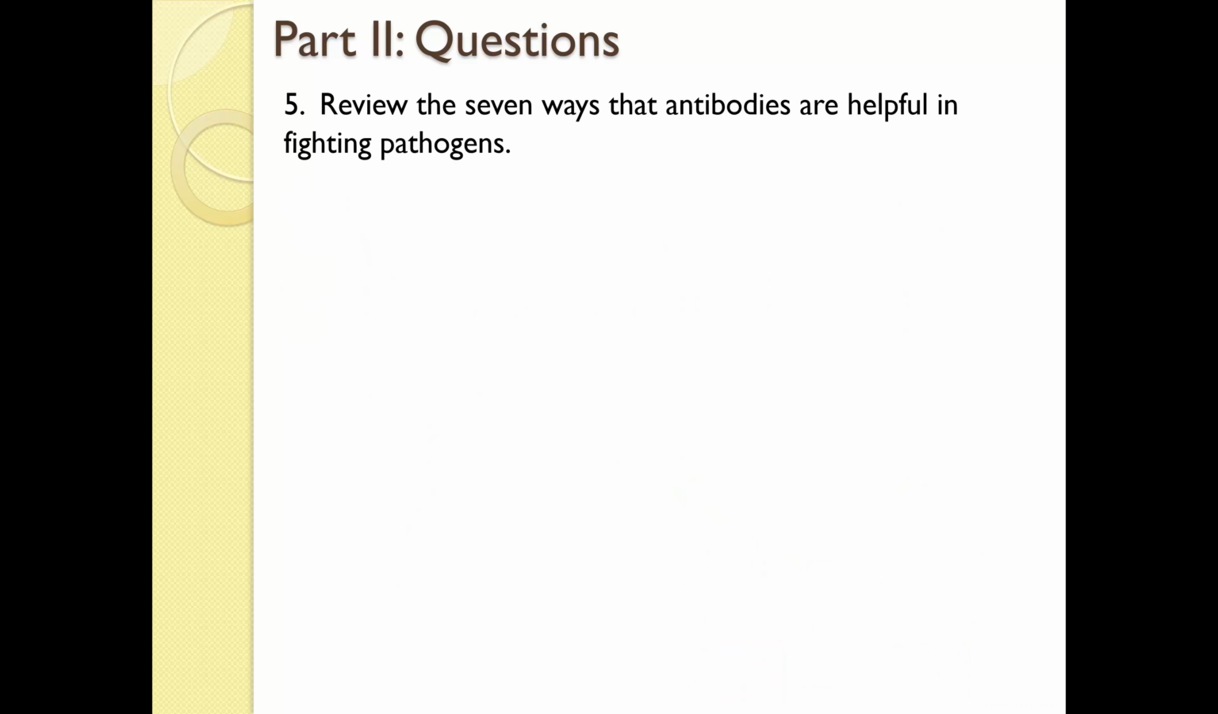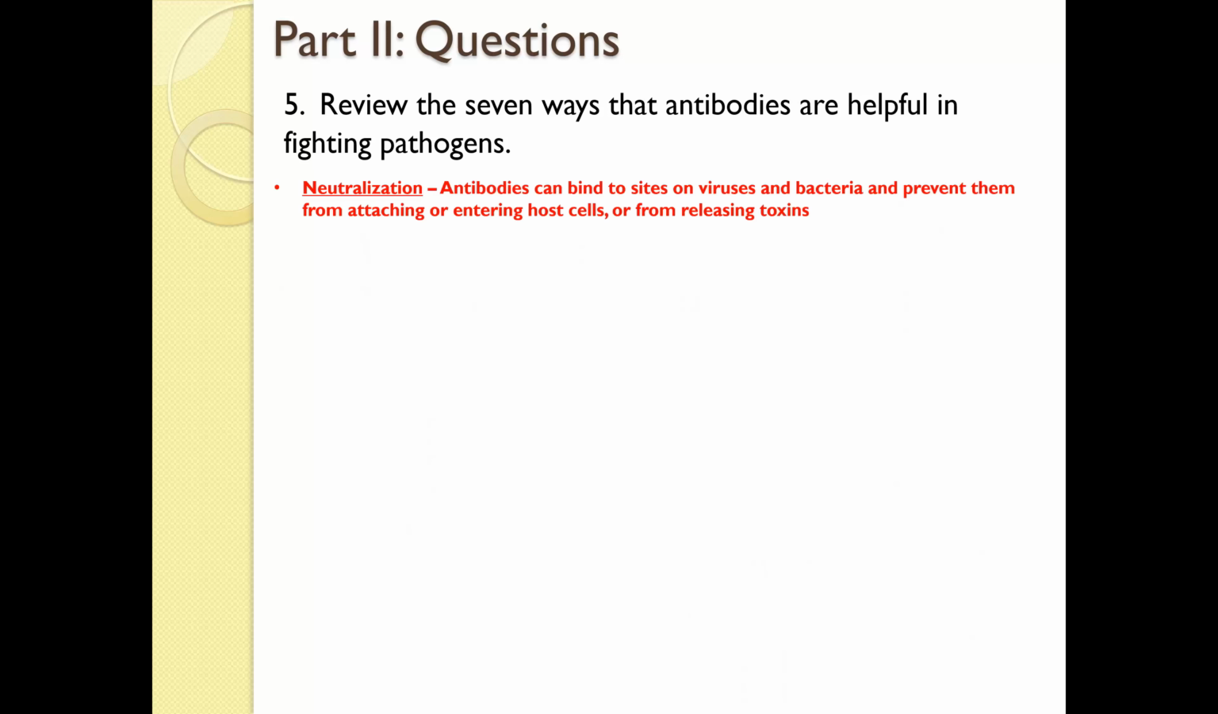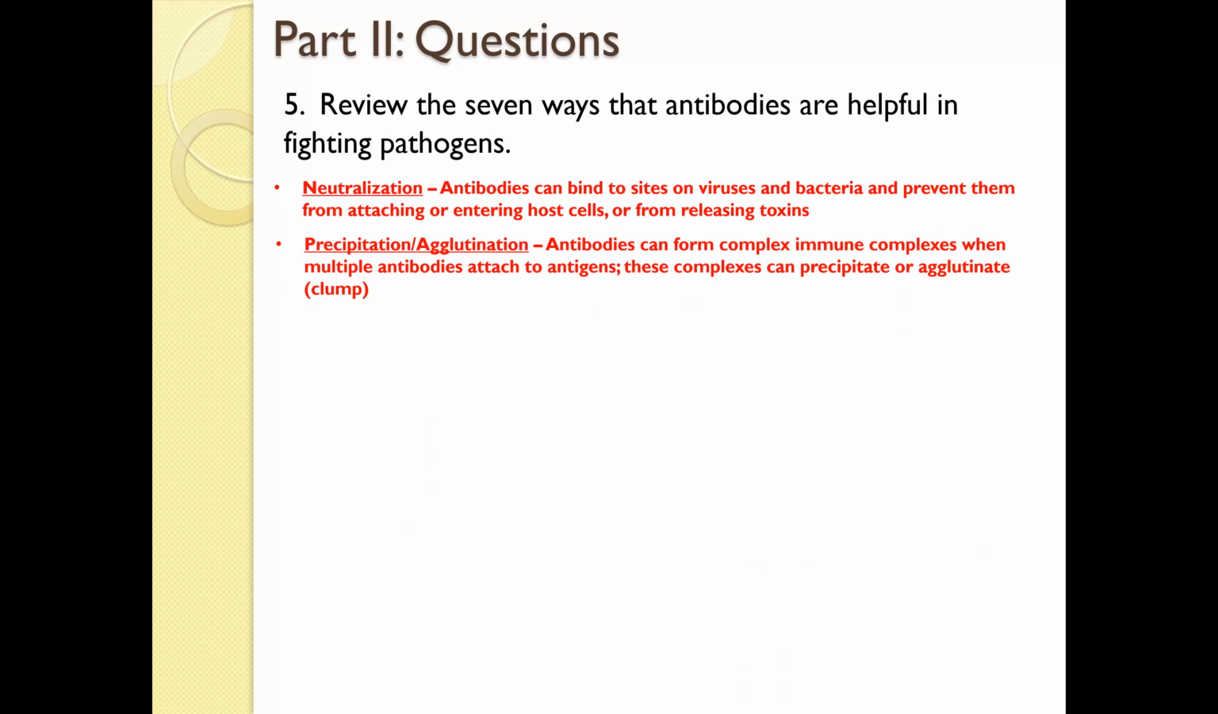Number 5, review the 7 ways that antibodies are helpful in fighting pathogens. The first is neutralization. Antibodies can bind to sites on viruses and bacteria and prevent them from attaching or entering host cells or from releasing dangerous toxins. Next is precipitation or agglutination. Antibodies can form complex immune complexes when multiple antibodies attach to antigens, and then these complexes can precipitate or agglutinate, which is called clumping. And again, once the pathogen has been precipitated or agglutinated, it can no longer cause problems.